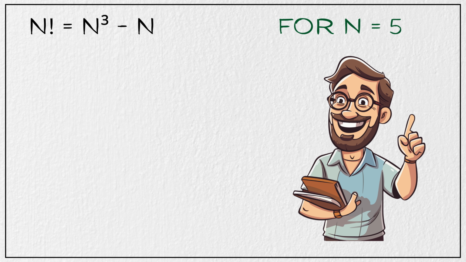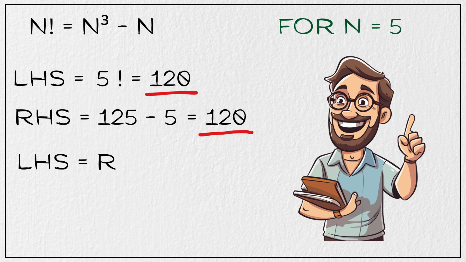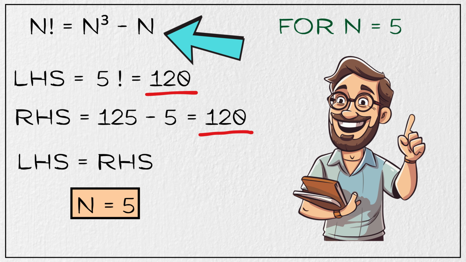Now let's verify our answer. On the left-hand side we have 5 factorial, which is 120, and on the right-hand side we have 125 minus 5, which is also 120. And that checks out perfectly. So the final and only solution for our equation is n equals 5.